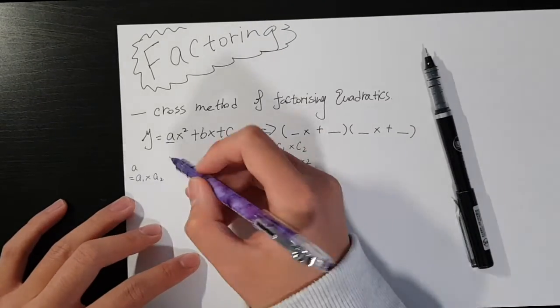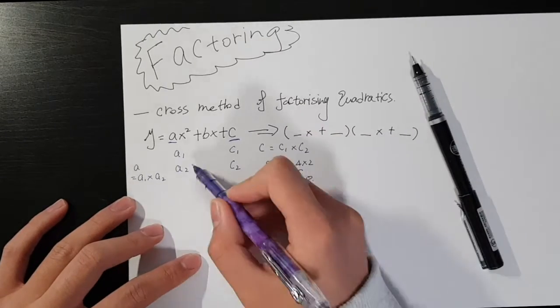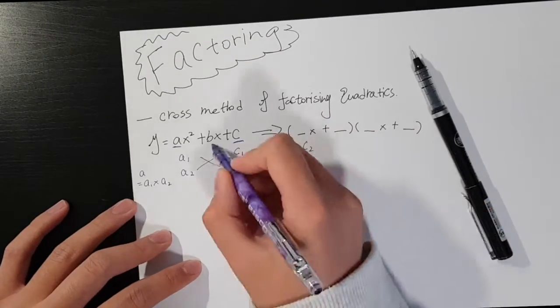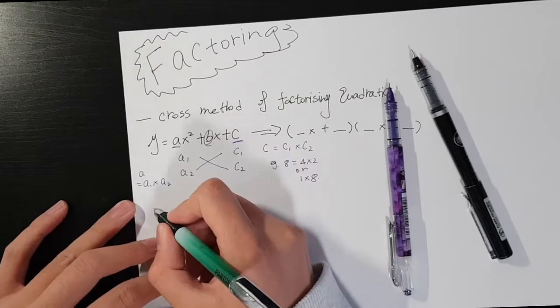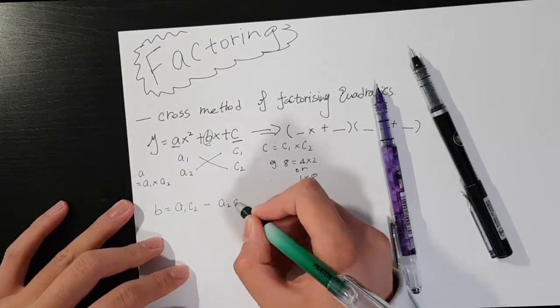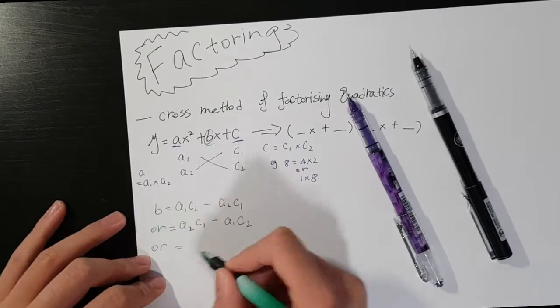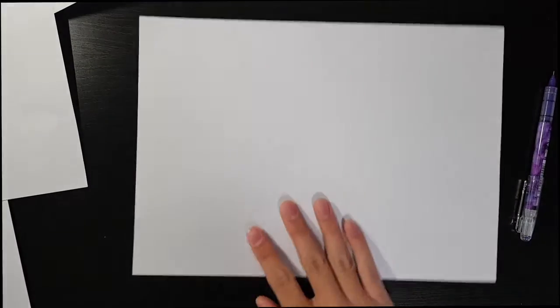Then we write a1 and a2 vertically under the ax squared and c1 and c2 under the c. And then we draw a line from a1 to c2 and also a2 to c1. The key here is the b. We need to make sure b matches one of the 3 equations listed below. Let's take an example to better understand this theory.